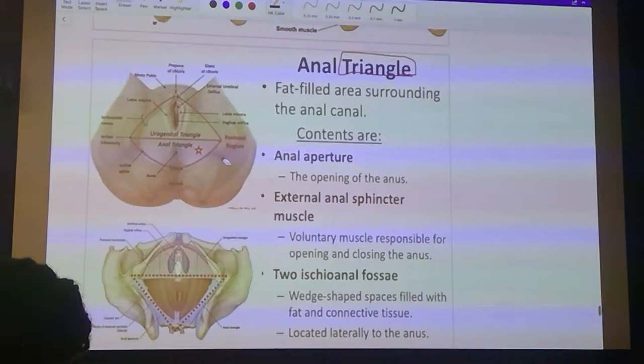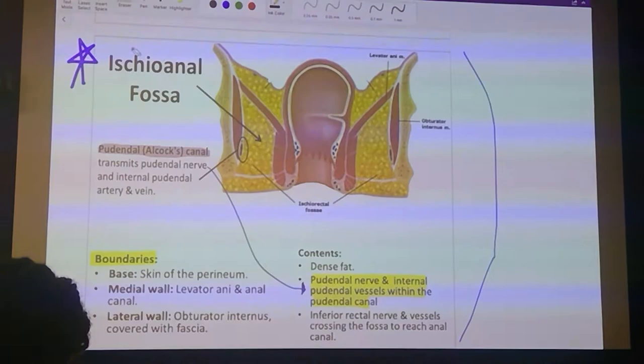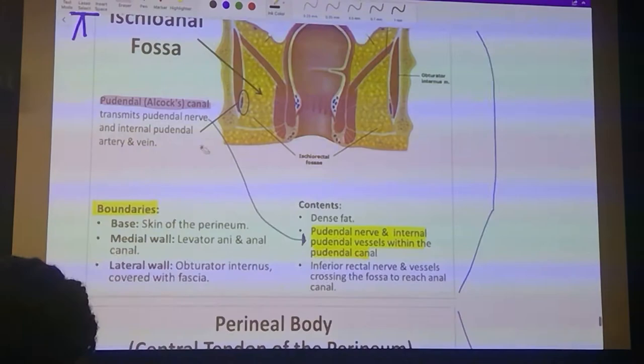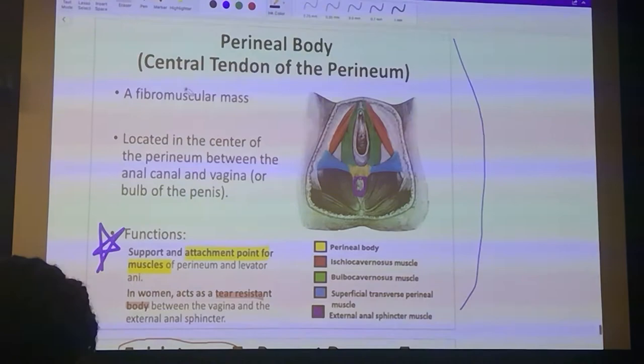Okay, anal triangle. Did you talk about the ischioanal fossa? It's a space, so you have to know it. But this you have to know: the perineal body is the attachment point for all the pelvic floor muscles.